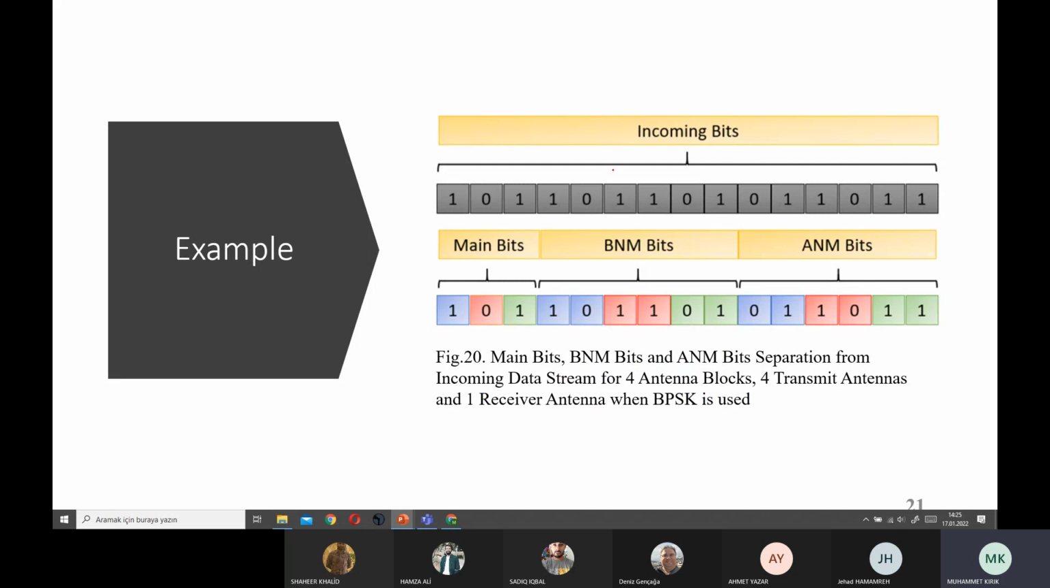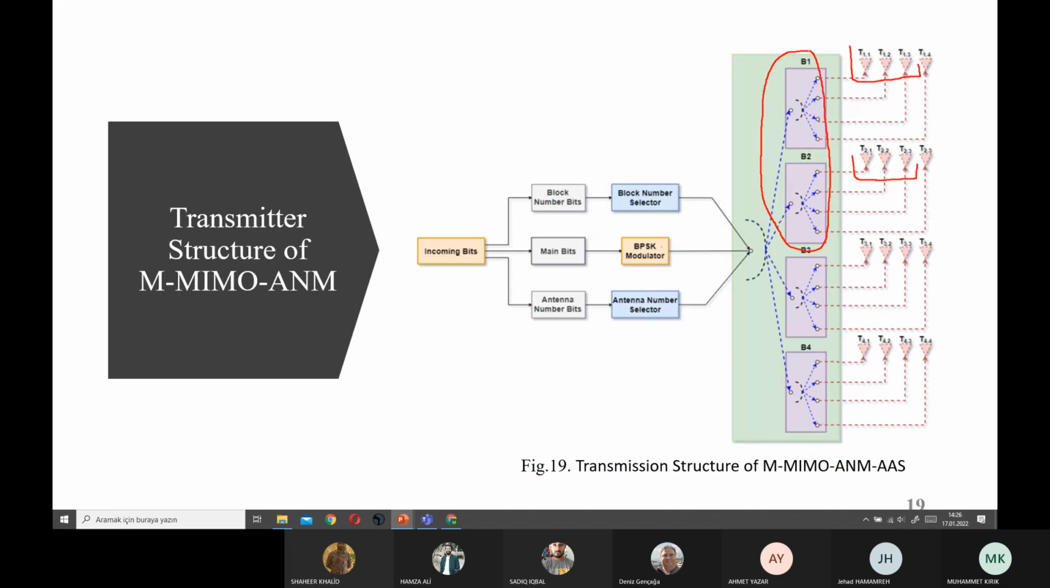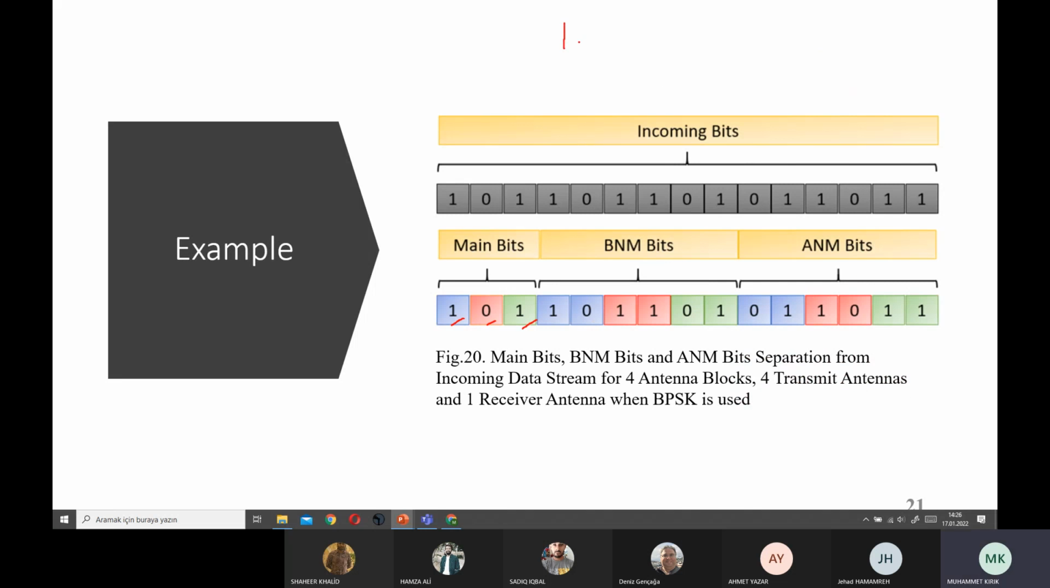And to understand the concept better, we can look at this example. Imagine that we have these incoming data bits, and again, to transmit our data, we are using binary phase shift keying. So in each main bit symbol, we are going to have only one bit, which are separated with different colors. And when we imagine that we have 4 antenna blocks as given in this figure, we are going to have a similar formula for how many block bits we are going to have in each symbol, which is log2(B) = log2(4) = 2.